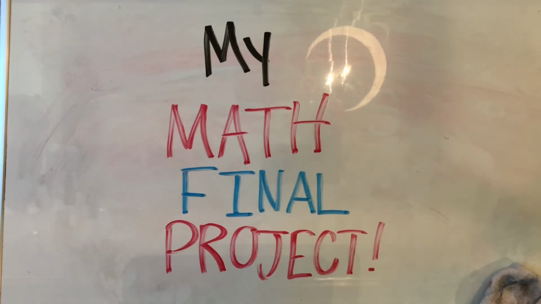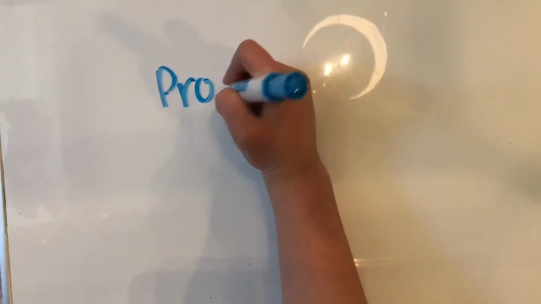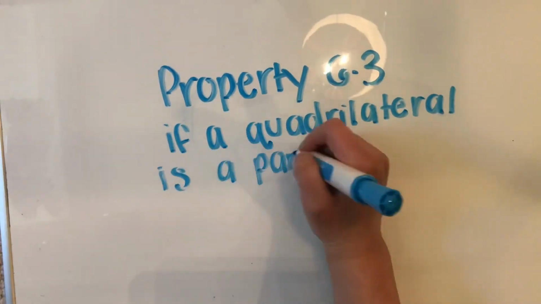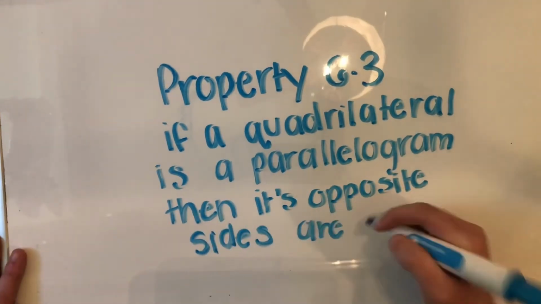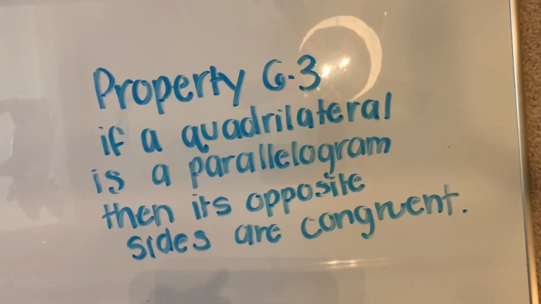So I'm going to be touching on 3 problems, one from 6-2, one from 8-2, and one from 10-7. Our first question comes from Unit 6-2, and to understand it, we need to know property 6.3. Property 6.3 says that if a quadrilateral is a parallelogram, then its opposite sides are congruent. So, bearing property 6.3 in mind, we're going to solve this problem from 6-2.